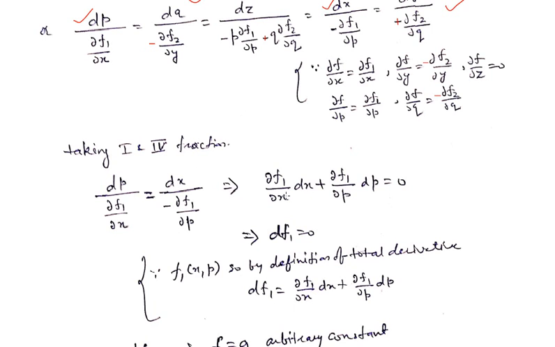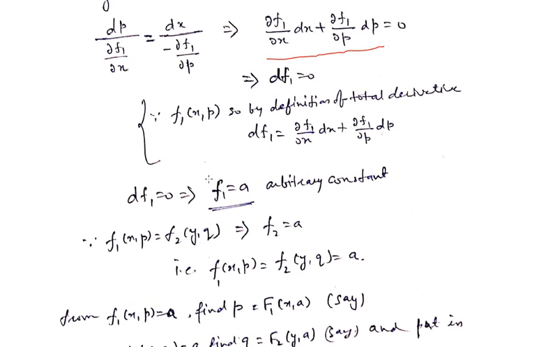When we simplify it, we can rewrite it as del f1 upon del x dx plus del f1 upon del p dp equals 0, taking both into one side and the right hand side equal to 0. This is what we know: f1 is a function of x and p, so this represents the total derivative of f1, that is df1. df1 equals del f1 upon del x into dx plus del f1 upon del p into dp, which is equal to 0. So df1 equals 0.